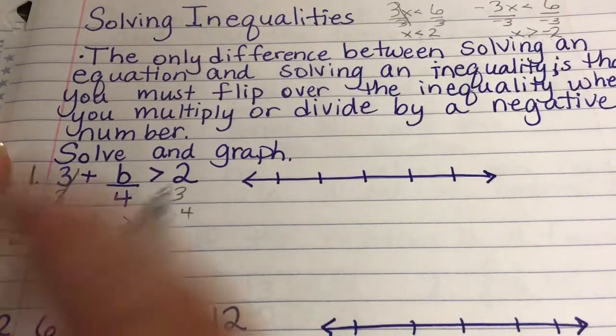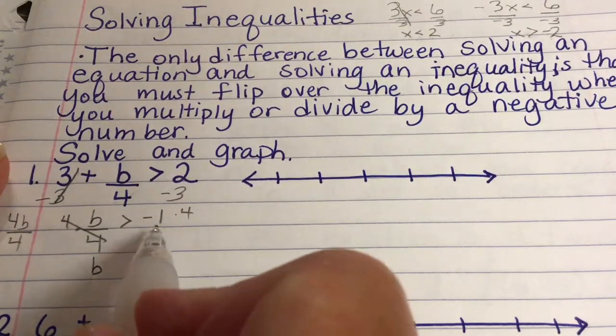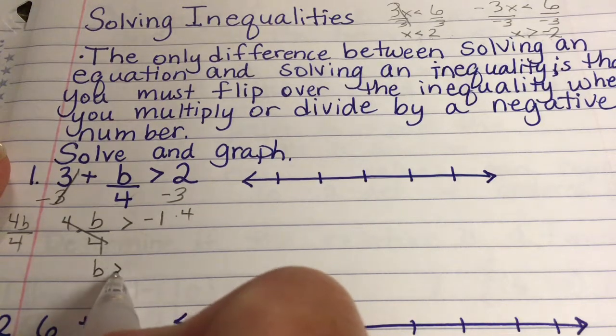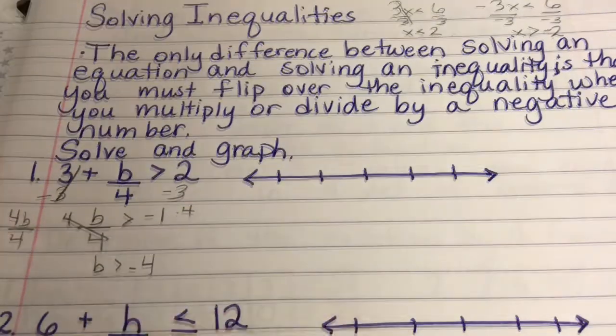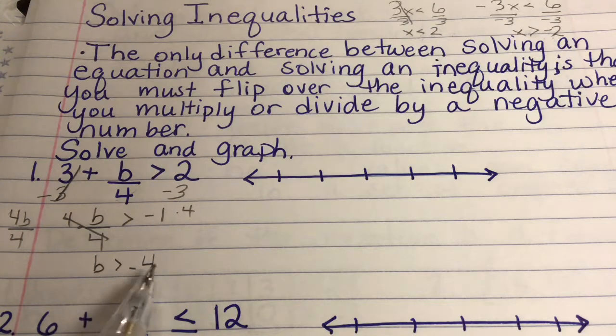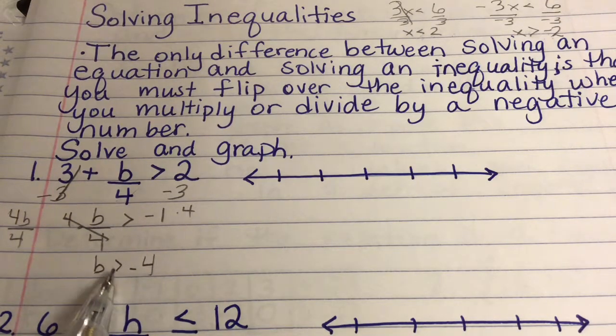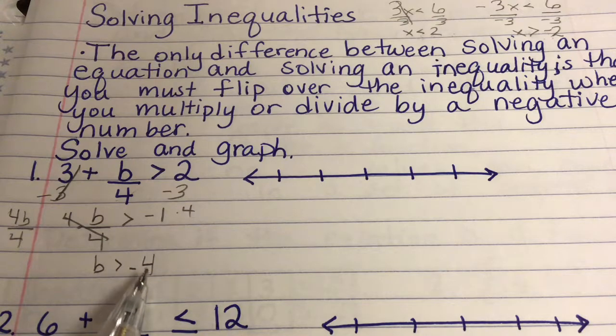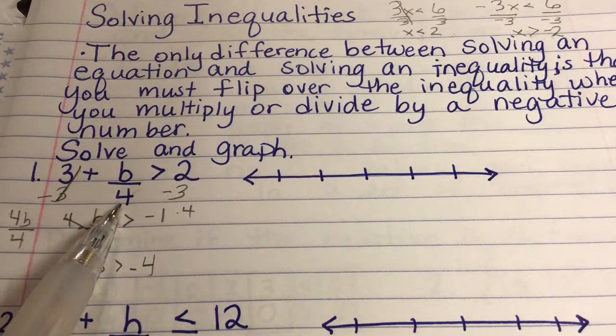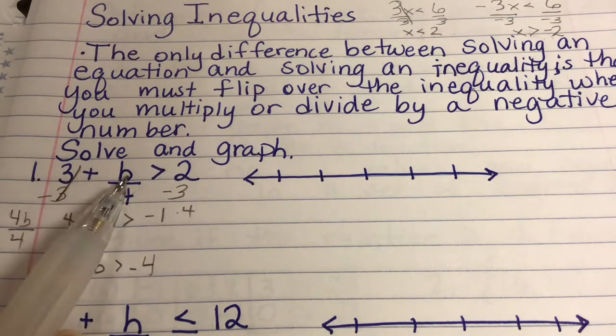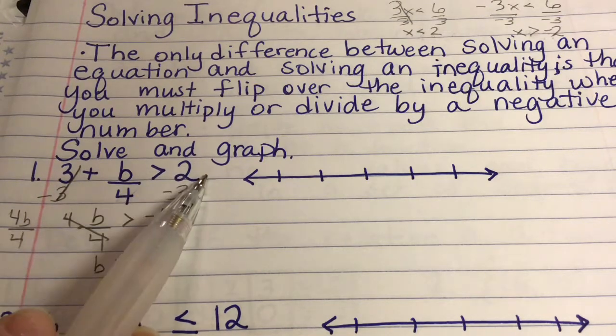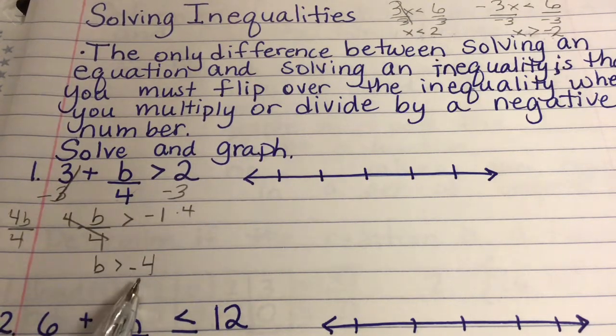Okay, and then I'm going to multiply negative 1 by 4. I multiplied by a positive, so I do not flip that inequality symbol over. You can check your answers to see if you've written your inequality correctly. So I'm going to find an integer that's greater than negative 4 and also divisible by 4. Greater than negative 4 would be 0. 0 divided by 4 is 0. 3 plus 0 is 3. Is 3 greater than 2? Yes. So my inequality symbol is correct.